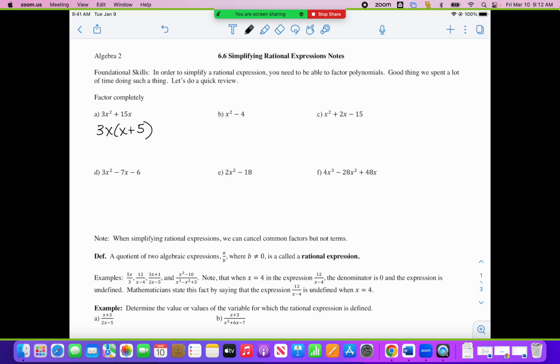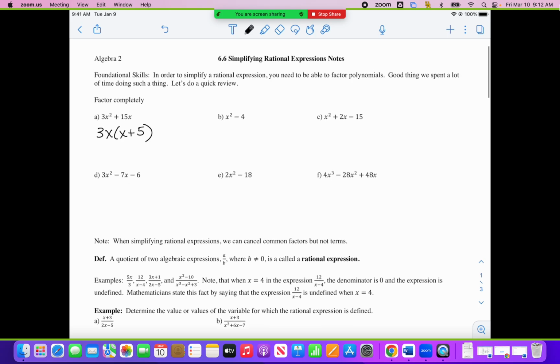All right, Max, what'd you get for x squared minus 4? How did that one factor? X plus 2, x minus 2. Nice job. X plus 2, x minus 2. All right, Hannah, how does x squared plus 2x minus 15 factor? X plus 5 and x minus 3. Yes, you got it. All right, then we're going to do one that's a little bit harder now.